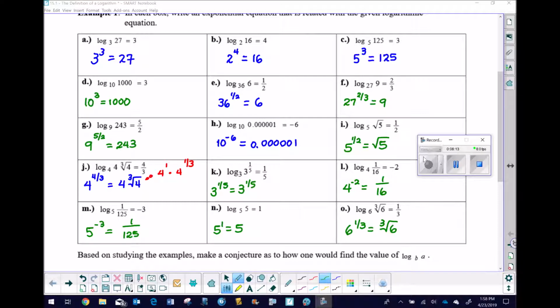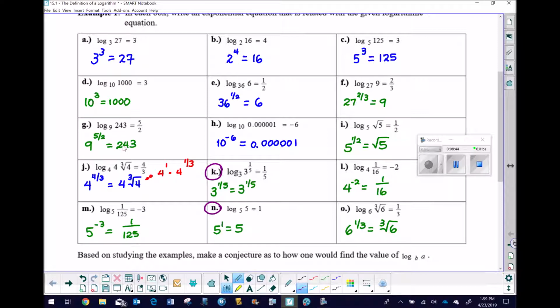Some of them are so silly that it probably doesn't take a lot to convince you that, hey, look at K. Yep, I'm pretty sure that 3 to the 1/5 is equal to 3 to the 1/5. I'm pretty sure that in N, 5 to the 1st is equivalent to 5. Some of them are so obvious, but there are a few that maybe aren't, like G. But, yep, if you took the square root of 9, got 3, and then raised that to the 5th, you would find yourself at 243.